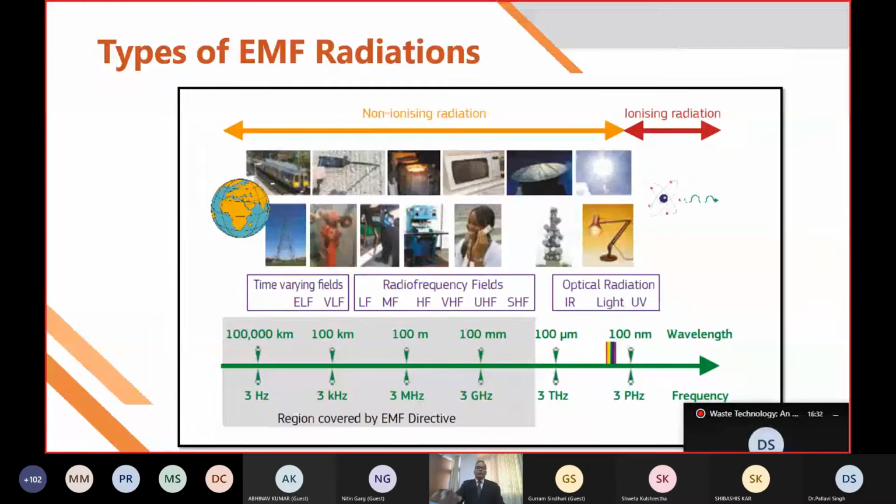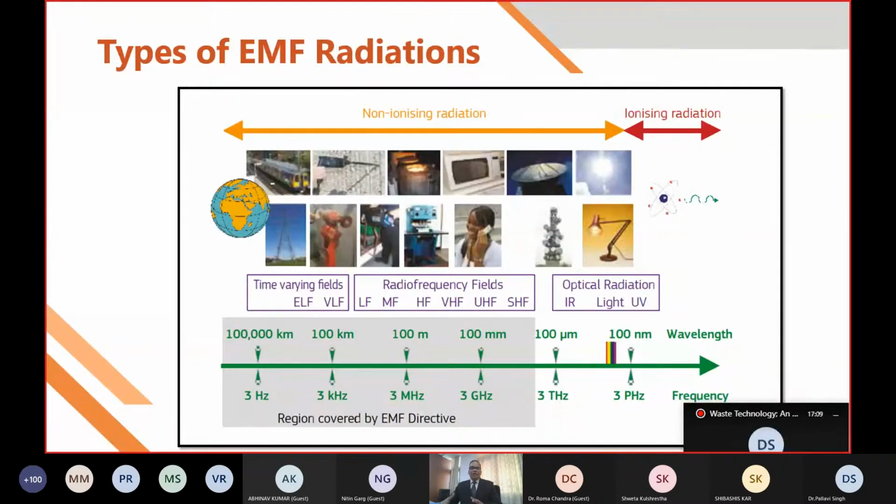If we segregate all the electromagnetic fields, we can divide them into two very significant groups on the basis of energy: ionizing and non-ionizing. Non-ionizing electromagnetic waves don't have a sufficient amount of energy to ionize the material. Ionizing radiation can ionize the material.